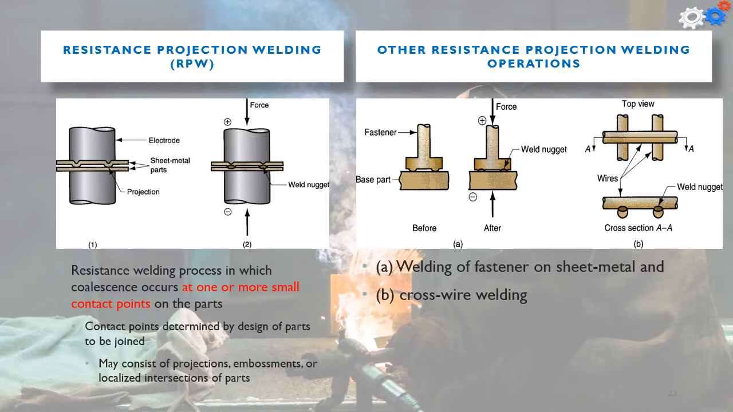Resistance projection welding is a resistance welding process in which coalescence occurs at one or more small contact points on the parts. The contact points are determined by the design of the parts to be joined. Other resistance projection welding operations are the welding of fasteners on sheet metal and cross-wire welding.